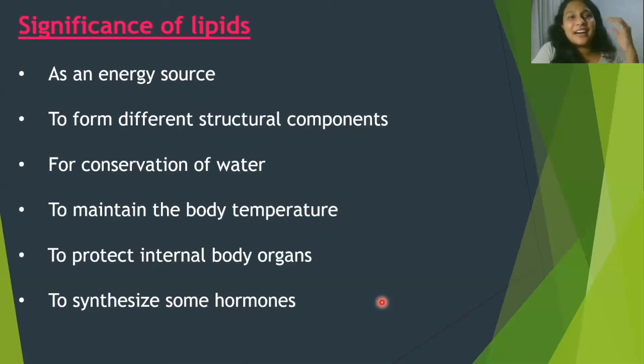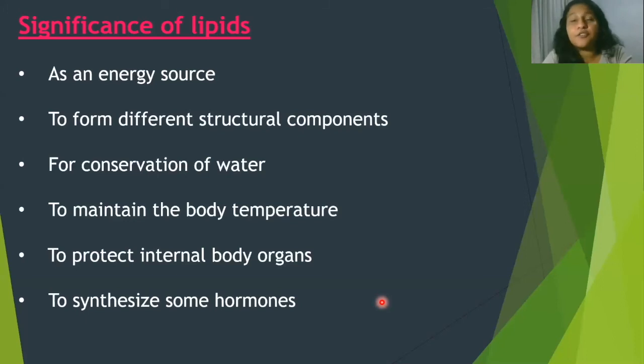Y'all can see the fatness of your arm getting reduced, right? That means that lipid is burning and giving you the energy to do that exercise, right? That's why you all do some particular type of exercises for particular areas, okay? And lipids help to form different structural components.